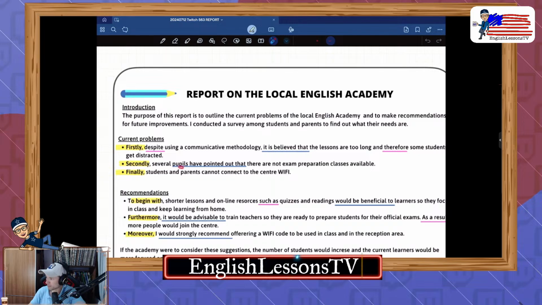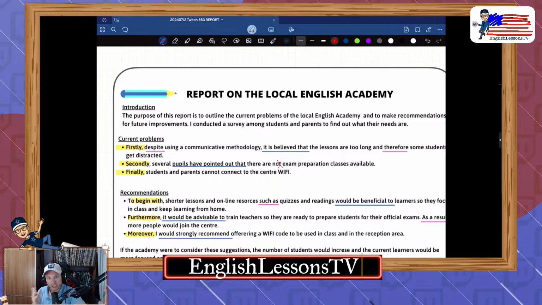Secondly, several pupils have pointed out that there are no exams. There's a mistake in here. There are no exam preparation. There is or there are no exam preparations. You can say there are no exam preparation classes available. There are no exam preparations available. Finally, students and parents cannot connect to the center Wi-Fi. That's another problem. So, recommendations.